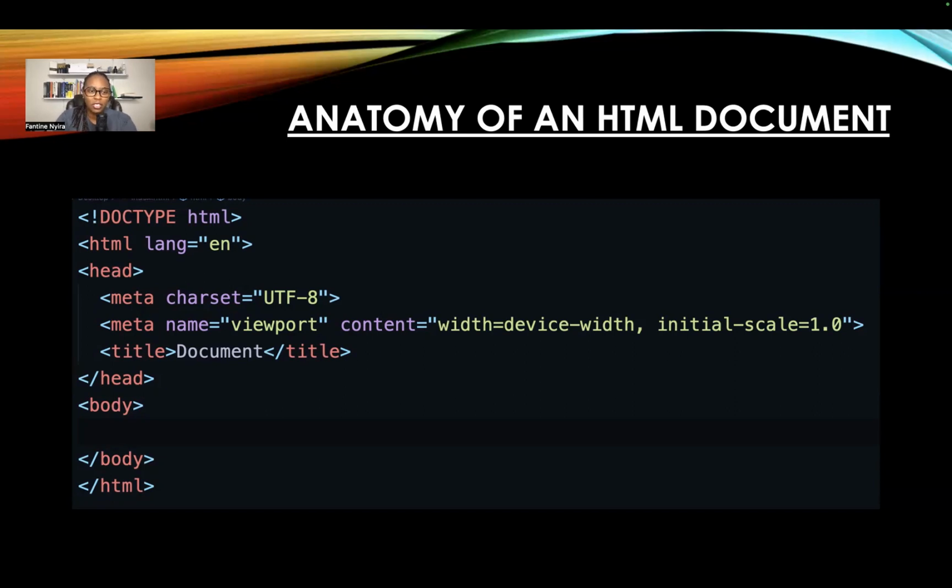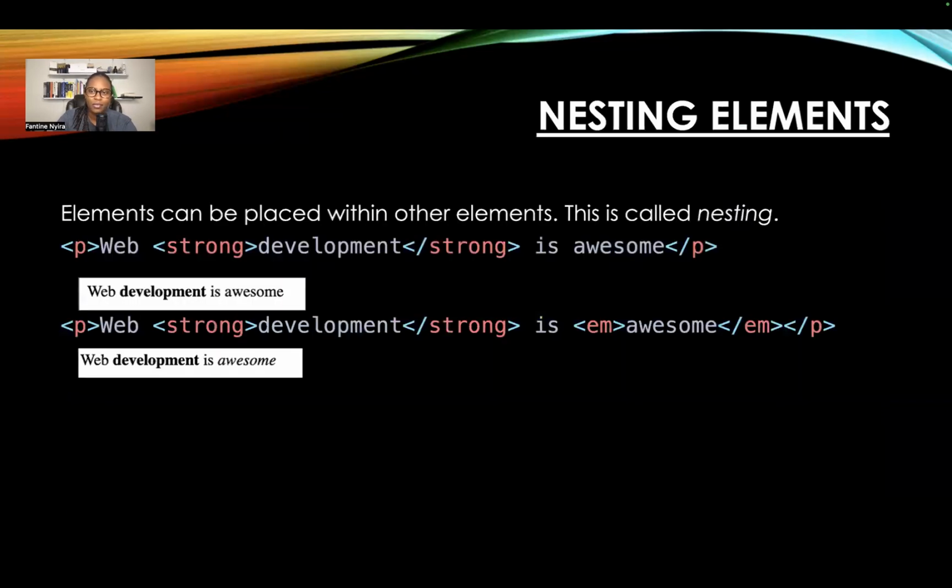So the information in the head, we are not going to see on the browser, in the content of the page. Those are just information about that page. The only thing, maybe the title, we can see in the browser on the top. This is how it will look. Anything we put between the opening tag and the closing tag of body, that's what we will see on the web page. Okay, so we can have nesting elements.